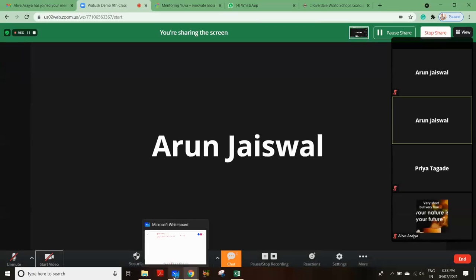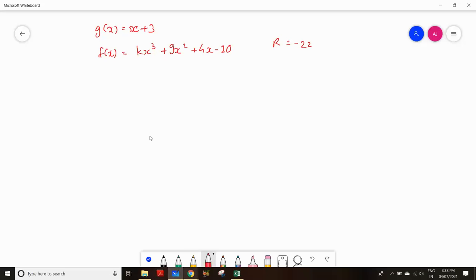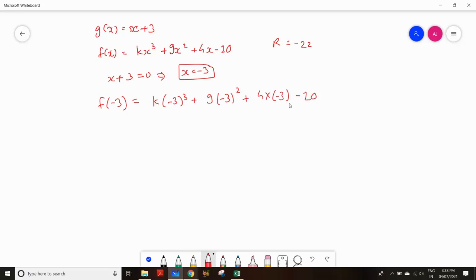So first we will substitute g(x) equal to 0 and we'll get a value of x. If I substitute g(x) equal to 0, that is x plus 3 equal to 0, I will get x equal to -3. Now if I substitute x equal to -3 in f(x), I will get f(-3) equal to k into (-3) cube plus 9 into (-3) square plus 4 into -3 minus 10. But in this case, we know the remainder, which is equal to -22. So we will equate it with -22.